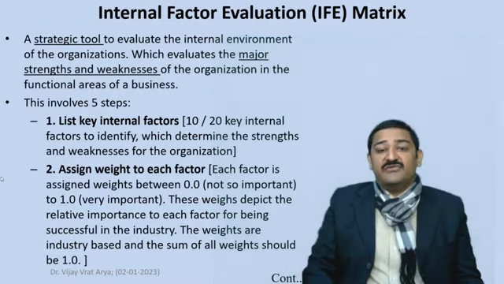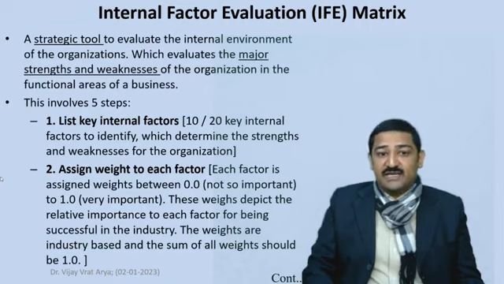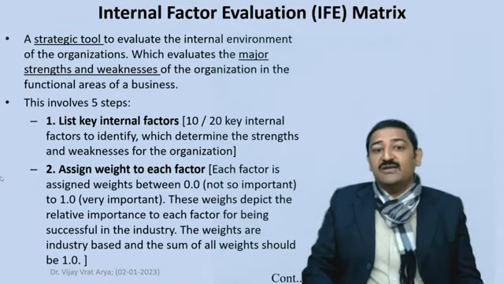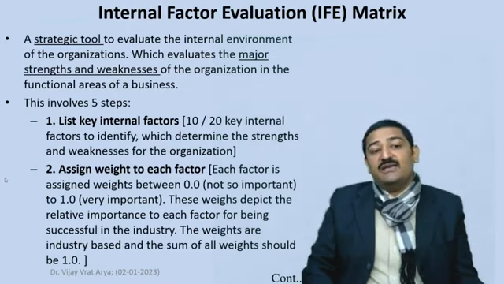This matrix usually has four major steps, so we need to understand each of these steps. In step number one, the key internal factors are identified and listed. Particularly around 10 to 20 such internal factors are identified, which determine both the strengths and the weaknesses of the organization.